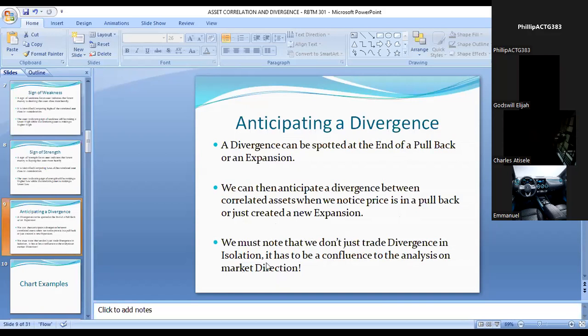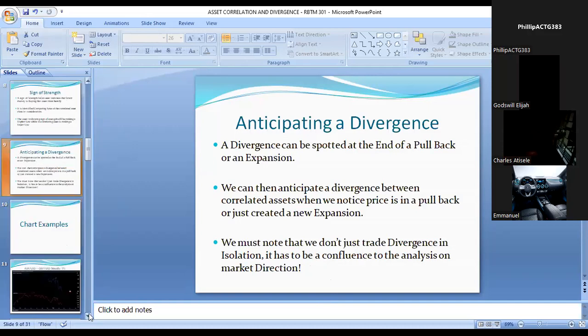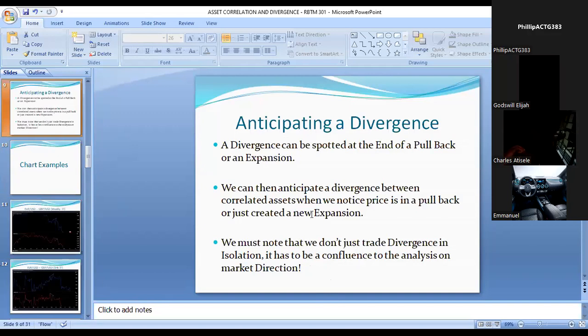Special disclaimer. We must know that we don't just trade divergence in isolation. It is a confluence tool, something that gives us a sign. We don't just work with signs alone. It just gives us a sign that something is taking place. And because of what we have seen happening, let's begin to put all our tools together to be able to take a decision. Are we with me? Let's go on to some chart examples, and I'll teach us how to set up our TradingView charts to identify divergence. So let's look at some chart examples.